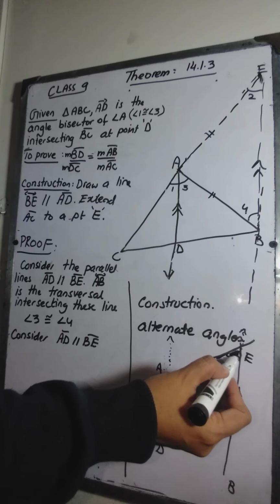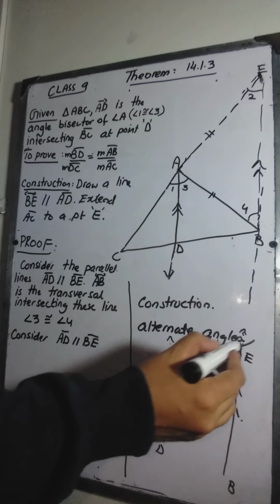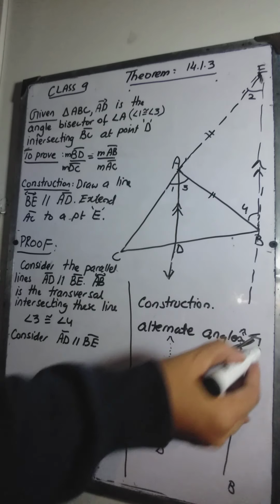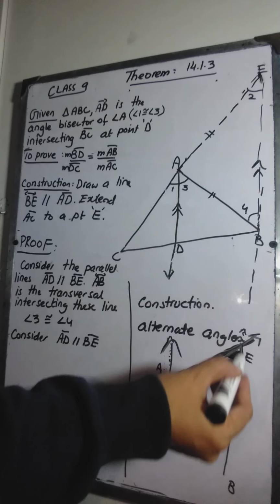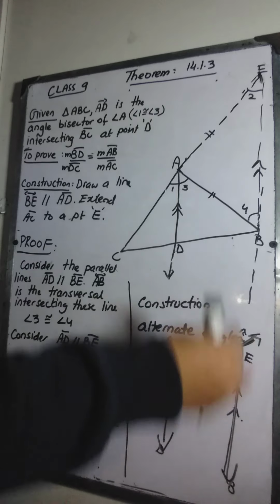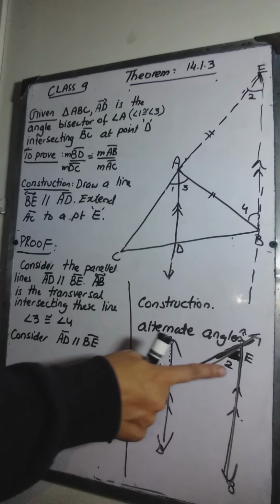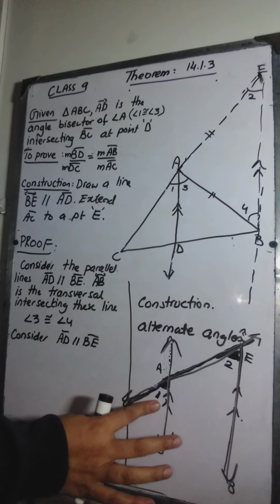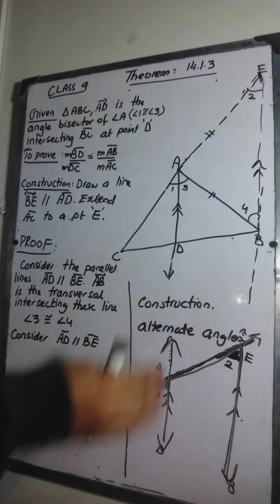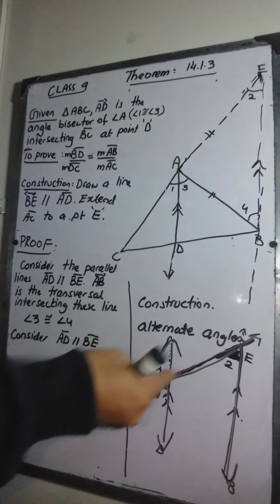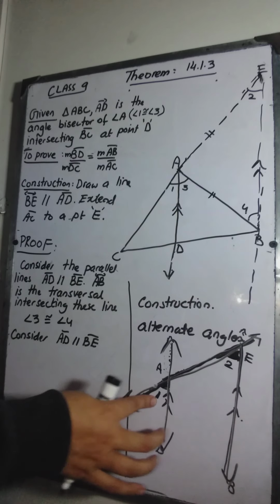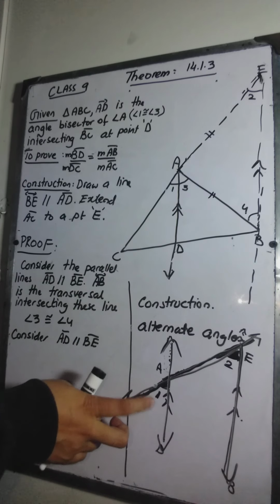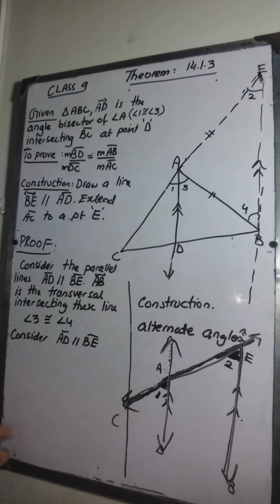Now as you may see, this is the transversal which is cutting these two parallel lines. As I have described earlier in the previous videos, these two are corresponding angles, and the corresponding angles are always congruent. Whenever two parallel lines are intersected by a transversal, then the corresponding angles so formed are always congruent. Alternate angles are also congruent and the corresponding are also congruent, and this is the result that I am going to use here.